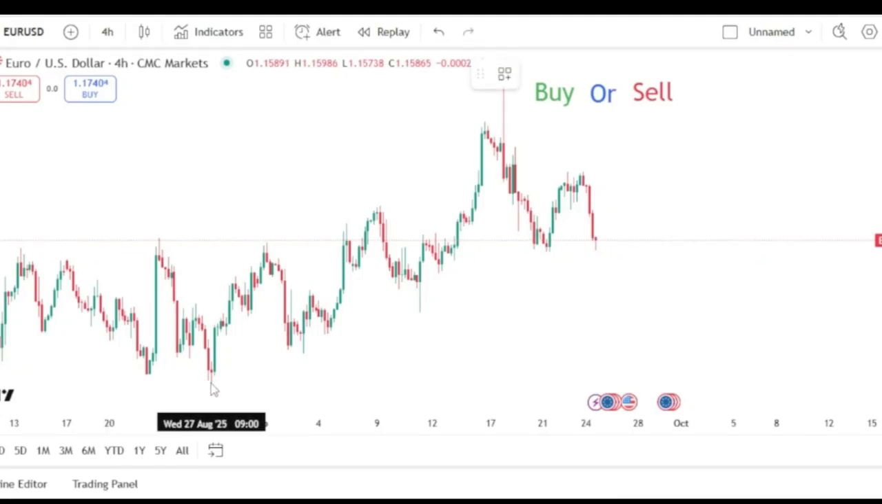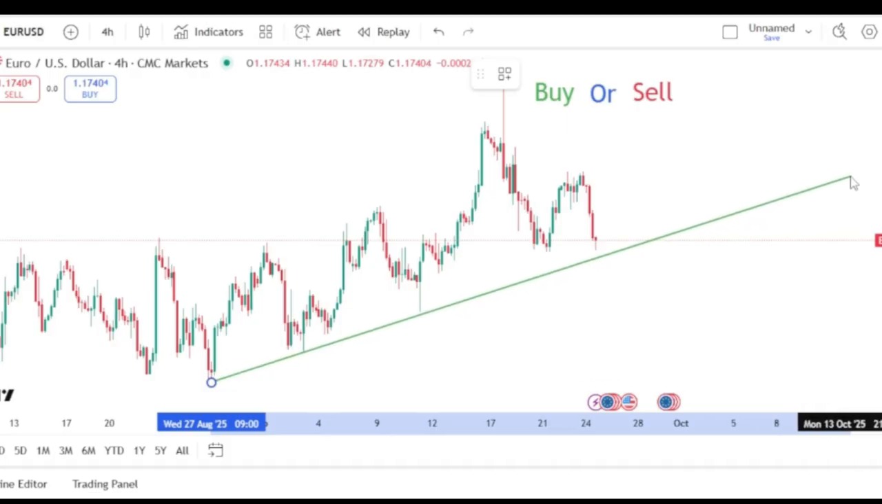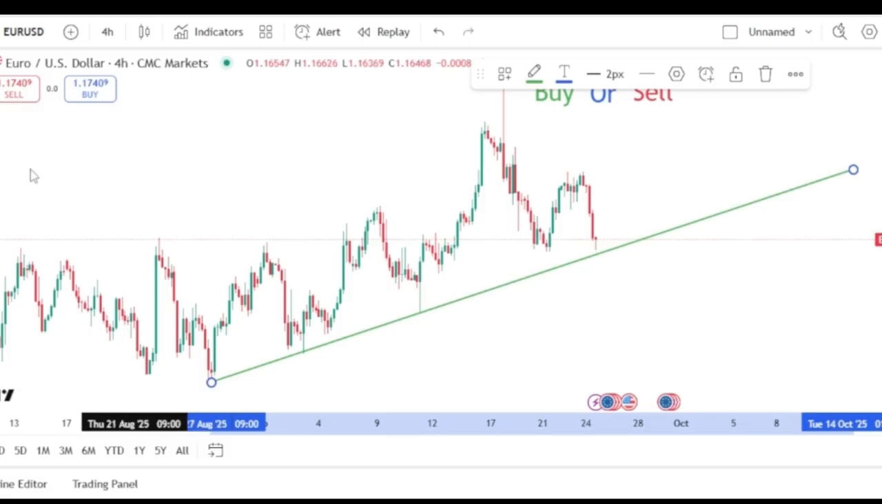Welcome back traders. Today we are looking at the Euro USD 4-hour chart and we have a classic bearish reversal pattern forming, the head and shoulders. This is one of the most reliable chart patterns that signal a possible trend reversal. Let's break it down step by step.